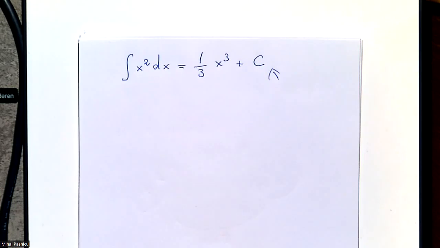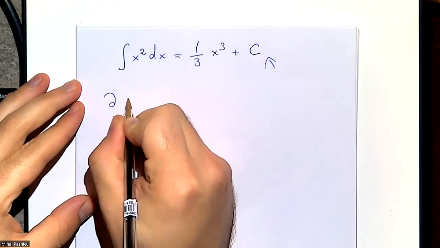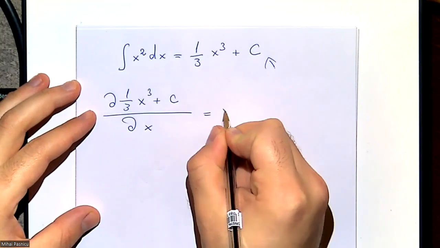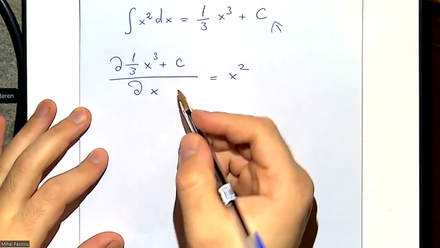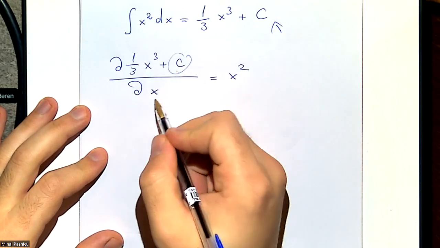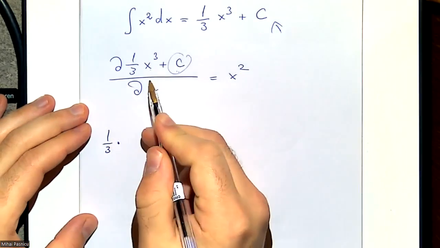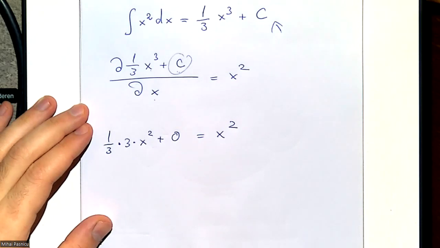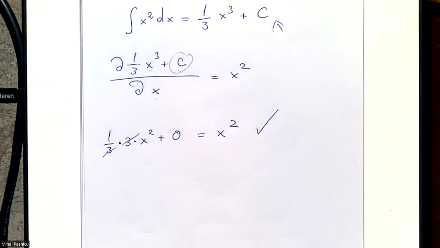Now, why is this the answer? Well, we take it by the definition. If this is the answer, it means that if I were to take the derivative of 1 over 3 x cubed plus a constant with respect to x, I would need to get x squared. This is just the definition. So let's test it out. When you take the derivative of the constant with respect to x, it just becomes 0. And here I have 1/3 times the derivative of x cubed, which is 3 times x squared, and that has to be equal to x squared. The 3s go away. It's correct. It is basically just as simple as that.